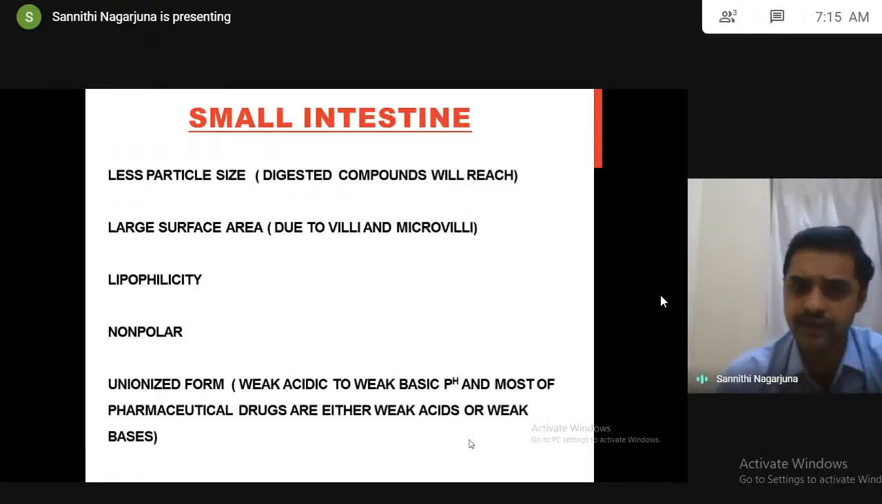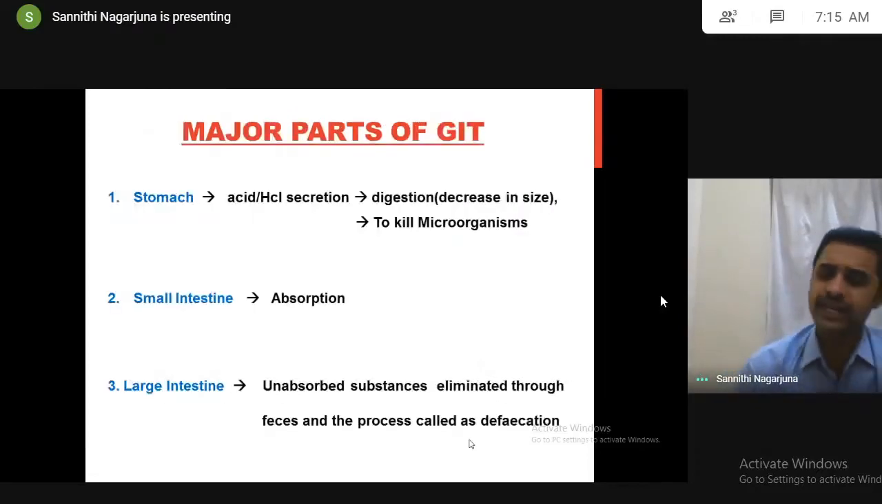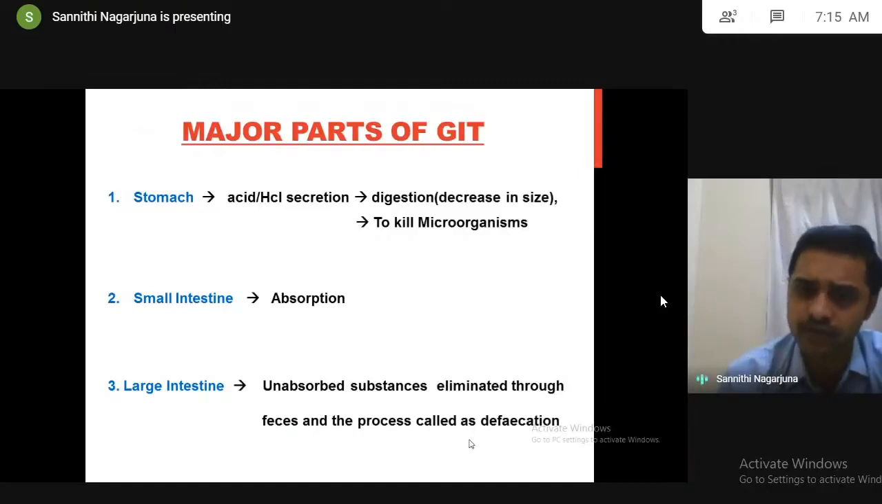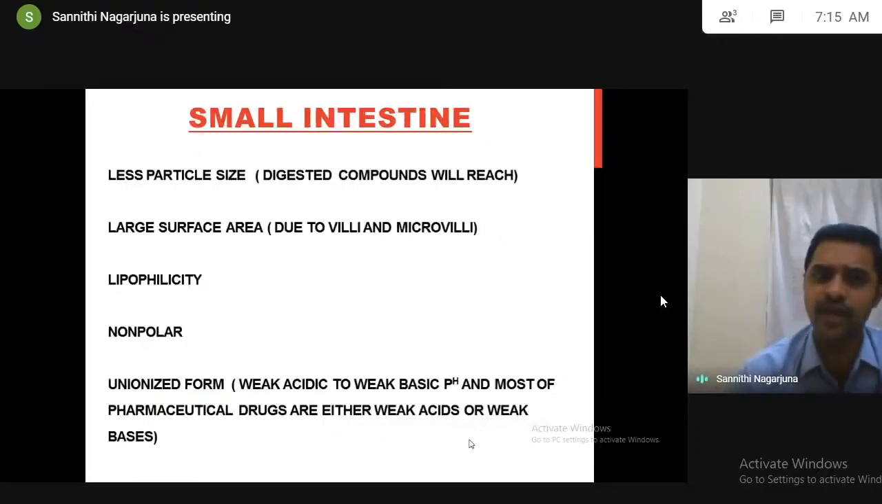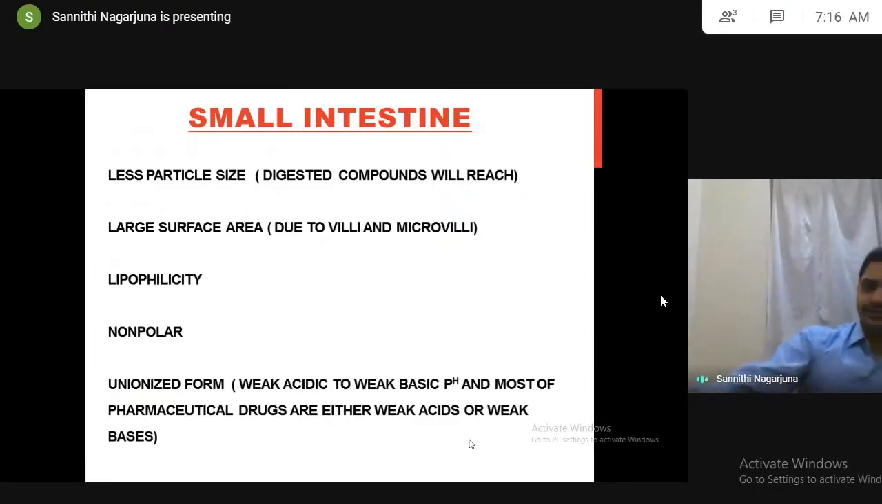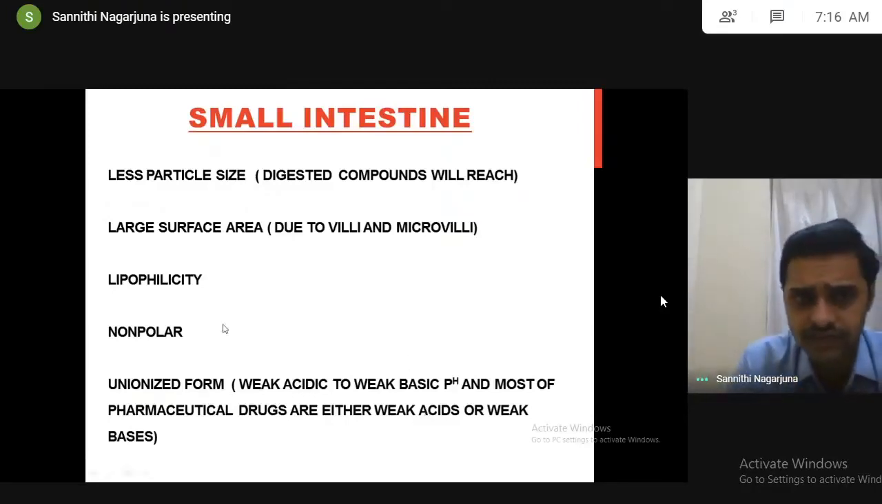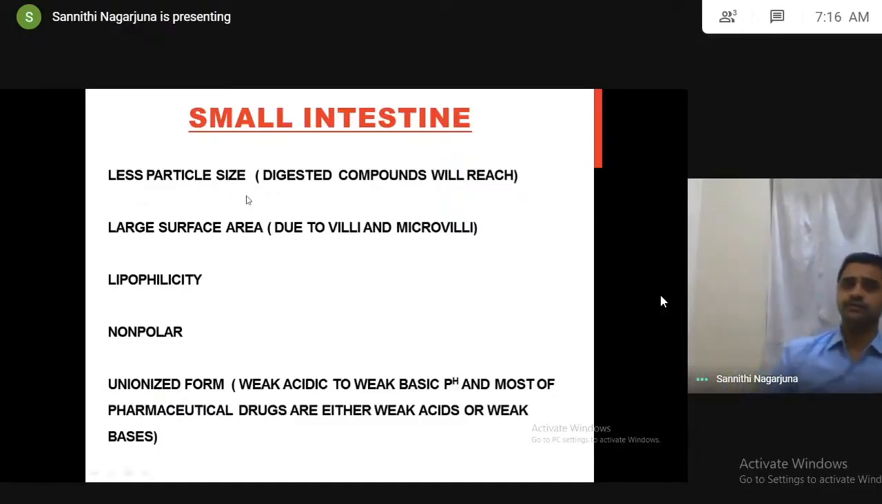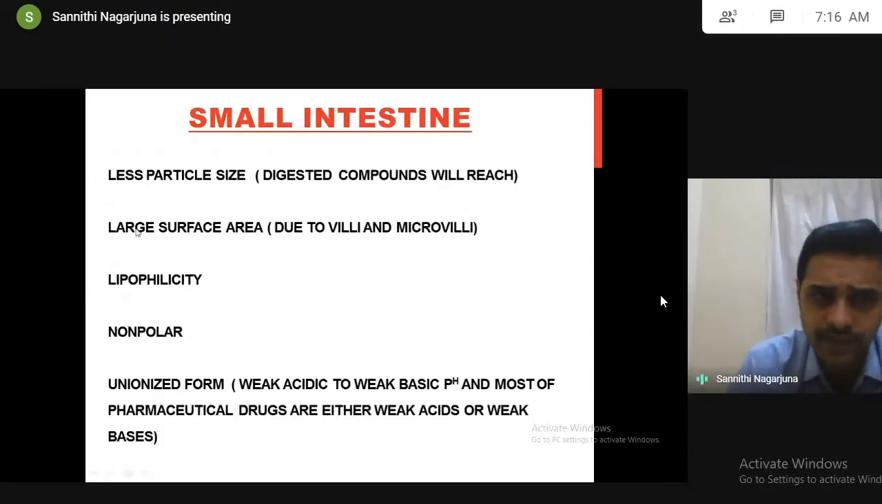So coming to the small intestine, why is it the area for absorption? Why do most of the drugs and the digested food mostly undergo absorption from the small intestine? It is because of these reasons. I think we have all studied in biopharmaceutics and pharmacology the criteria for absorption. Absorption requires less particle size. Absorption requires large surface area. Absorption requires an unionized form.